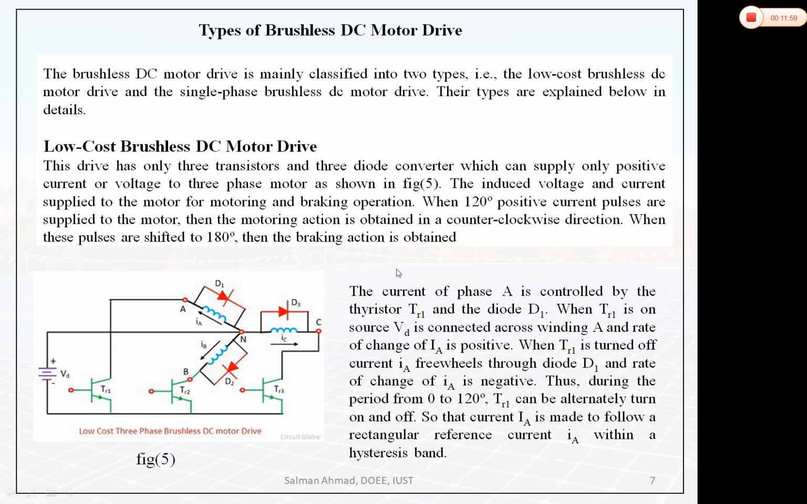Actually, we have a band, so whenever the current crosses the upper band, we have to turn it off. Whenever it crosses the lower band, we have to turn it on. So between these upper and lower bands, we have to trace the required current.